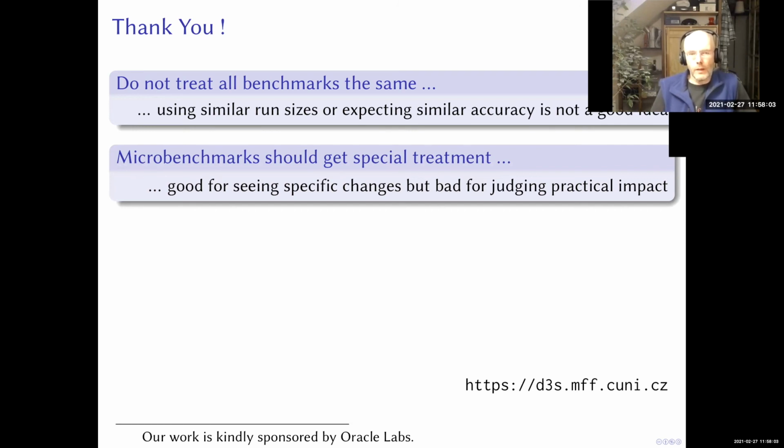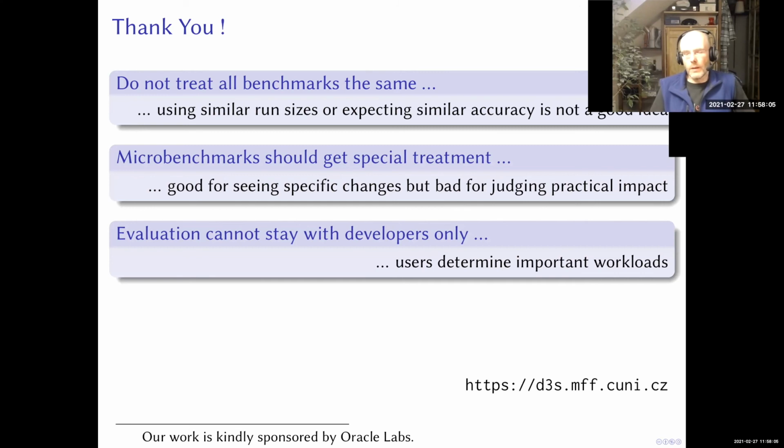And also, I think the evaluation cannot really stay with the developers only. The developer can say when a functional test fails, that's easy. But the developer cannot really say whether a performance change matters in the bigger scheme of things. Not always. Okay, if it's a times 200 slowdown, then it's obviously a big problem. But in general, this is not possible.